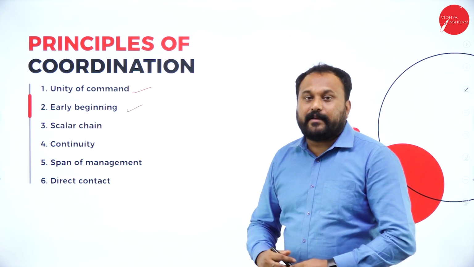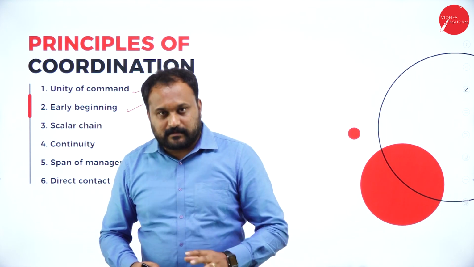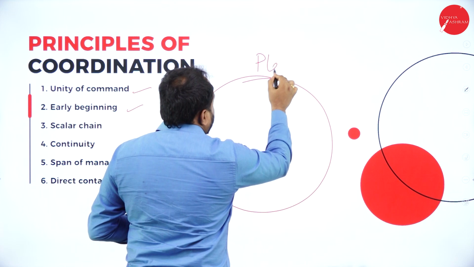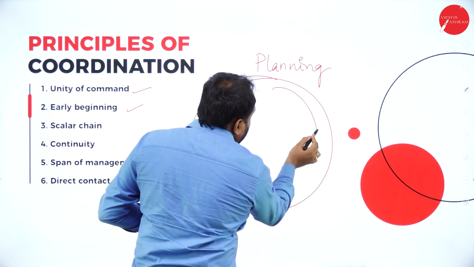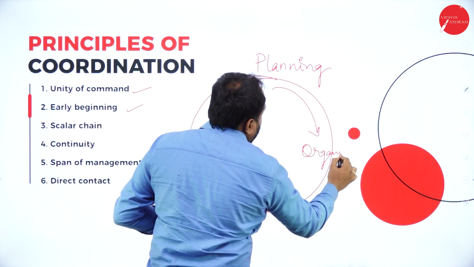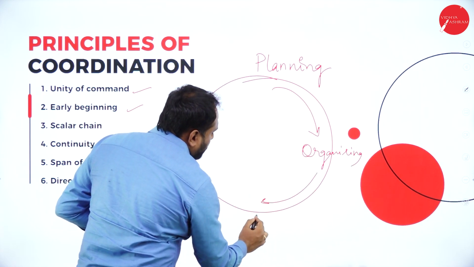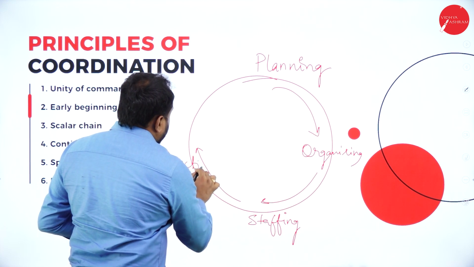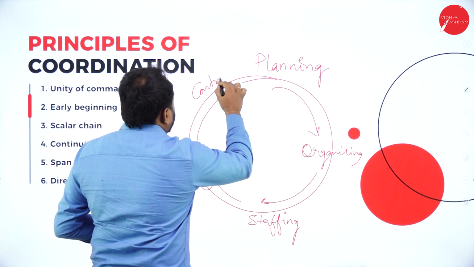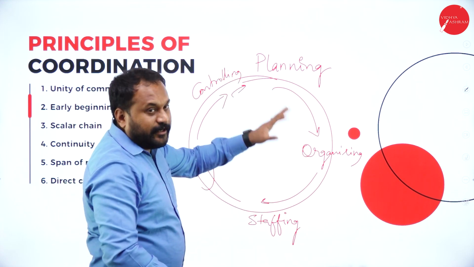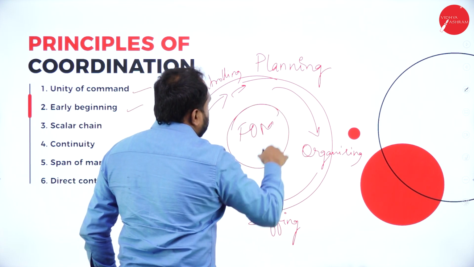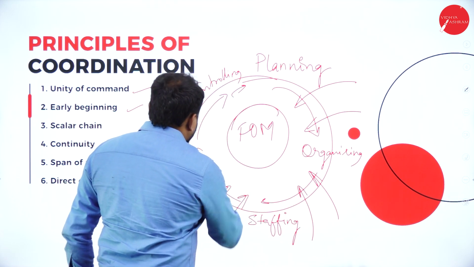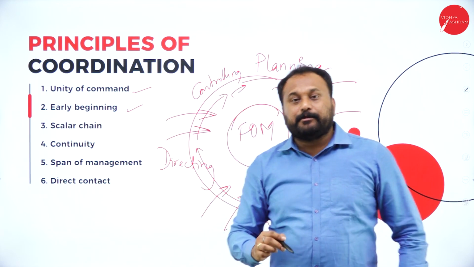Early beginning. Now, early beginning in the sense that coordination is interrelated. See, without coordination, even the functions of management will not work. Example, you have functions of management: planning, organizing, staffing, directing, and the last, controlling. And then you have planning again. It is a continuous process, right? Now we call this the functions of management. Now coordination is from the beginning. Everywhere you are supposed to have coordination. Only then will the functions of management be proper.